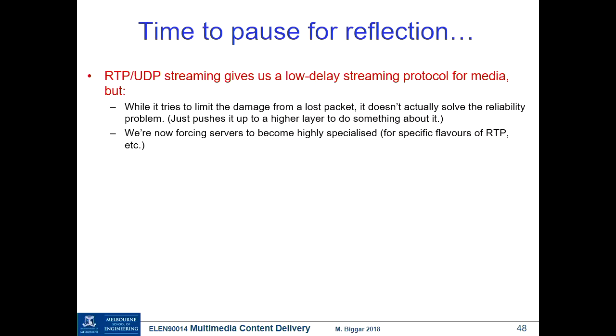And you can also see that we're now forcing our servers, in the case of retrieval services, to become very highly specialized. So instead of just using off-the-shelf HTTP servers, we have to use servers that know about specific flavors of RTP. Hint tracks help in this respect, but they still have to be special hint track processors. And we need special proxies and caches to support these different flavors of RTP. And something we haven't actually talked about is that UDP can also be problematic for firewalls.